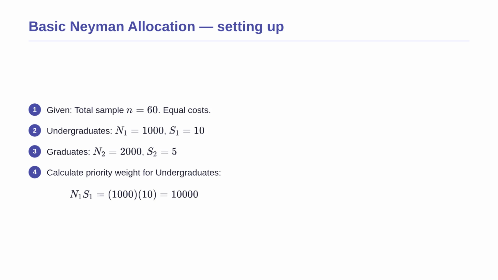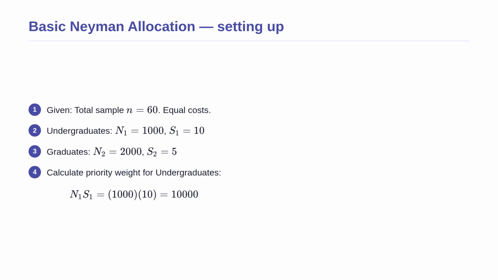Before we move on, let us see this with a concrete example. Imagine a school with two groups, undergraduates and graduates. We have enough budget to sample a total of 60 students, and the cost to survey everyone is equal. There are 1,000 undergraduates with a high standard deviation of 10. There are 2,000 graduates, but they are more consistent with a standard deviation of only 5.